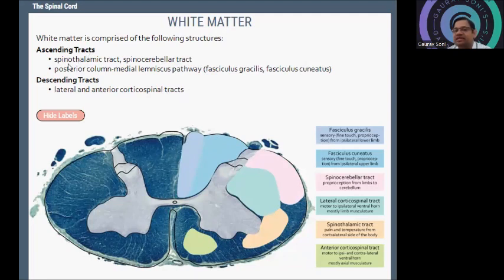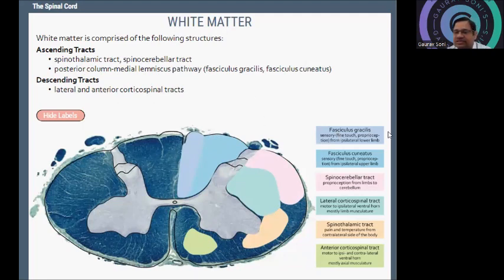Again, ascending, what are they? Spinothalamic tract and spinocerebellar tract. Posterior column, medial lemniscus pathway, which is normally called fasciculus gracilis and fasciculus cuneatus. And the descending tracts are the lateral and anterior corticospinal tracts.